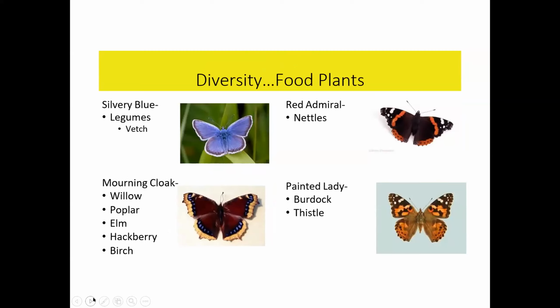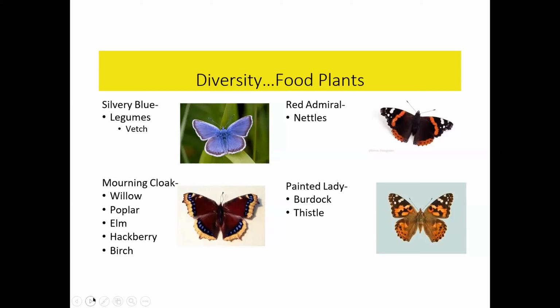Some more diversity. The silvery blue likes legumes, which include vetch. The morning cloak, which is one of the first adult butterflies that we see in the spring, prefers willow, poplar, elm, hackberry, and birch. And think about this: poplar is kind of considered to be a trash tree, but yet it supports one of our important pollinators. Poplars are native, but they're just considered to be weak-wooded trees, not long-lived.